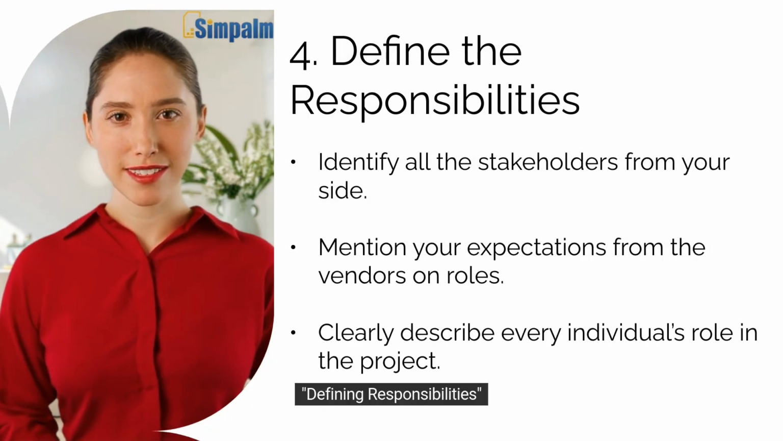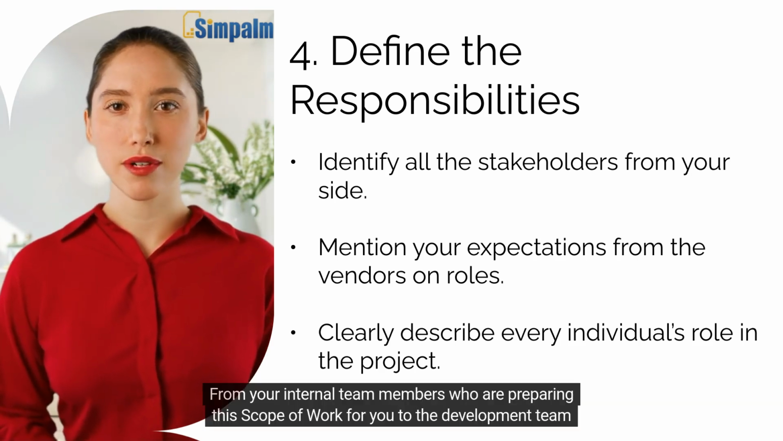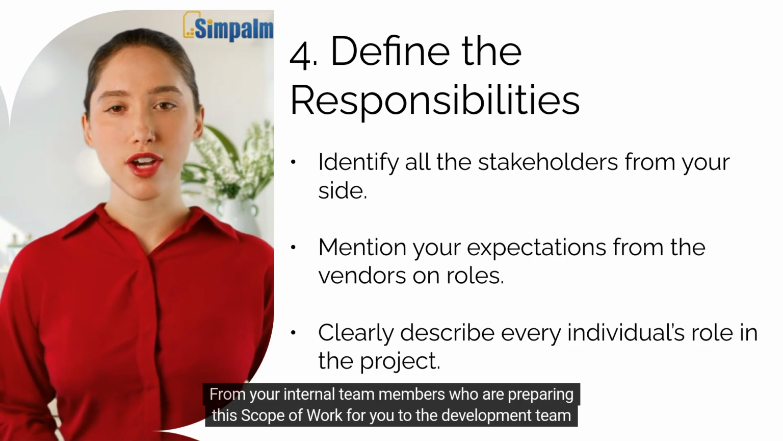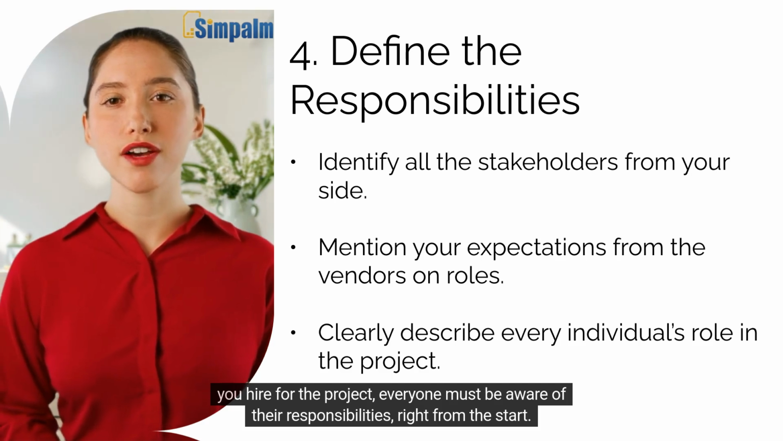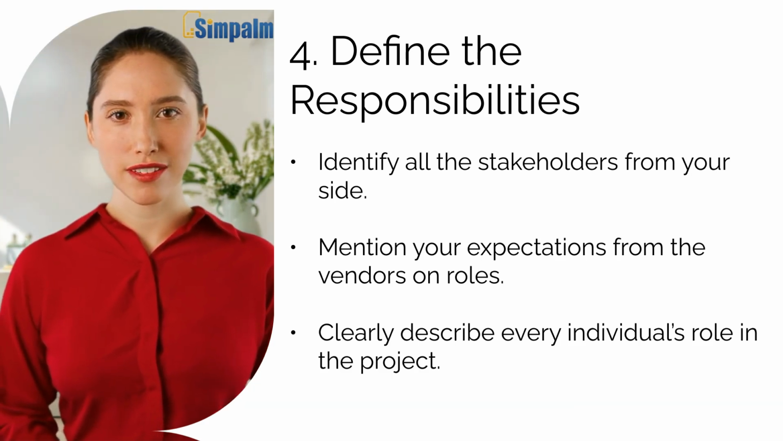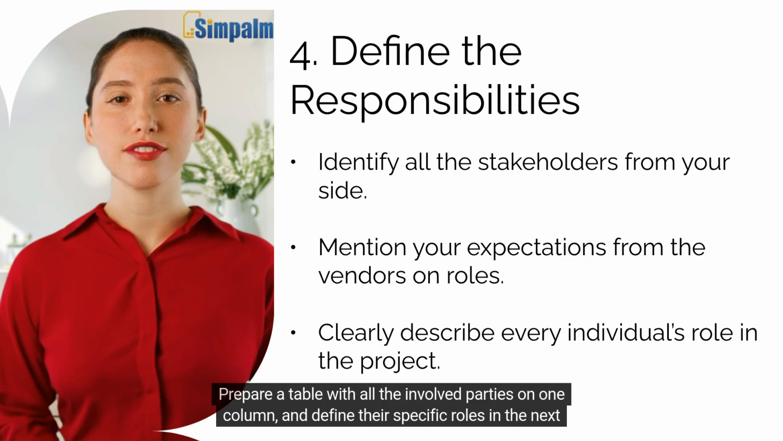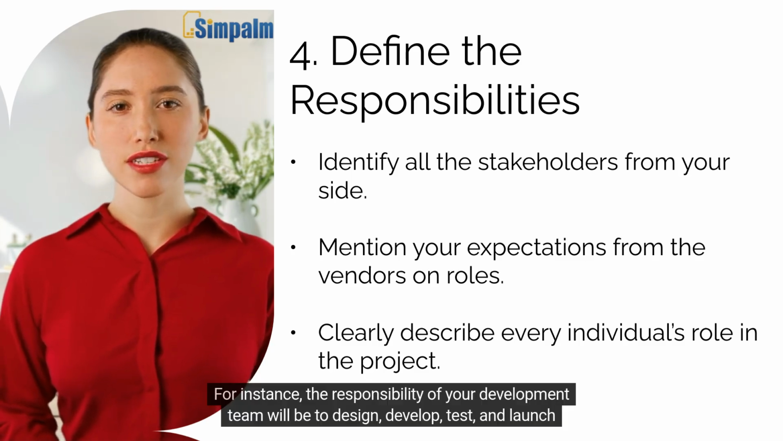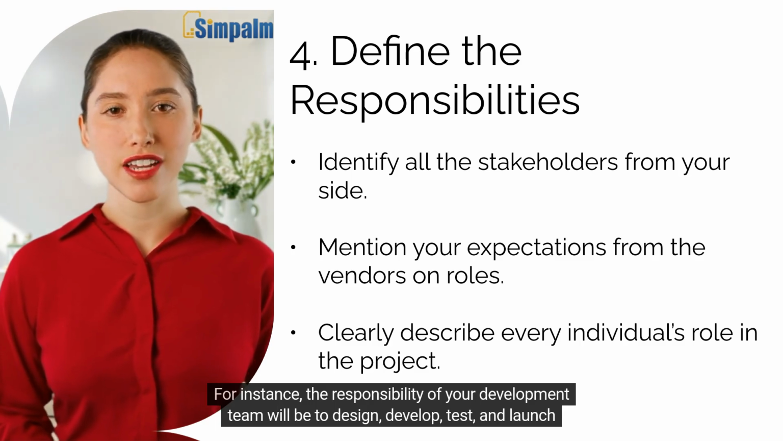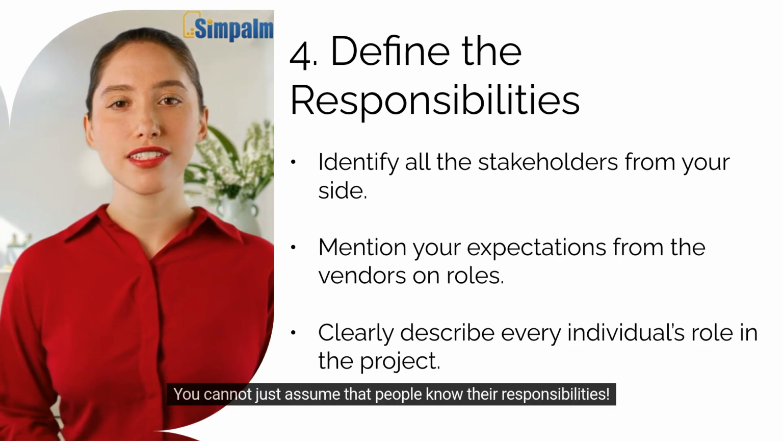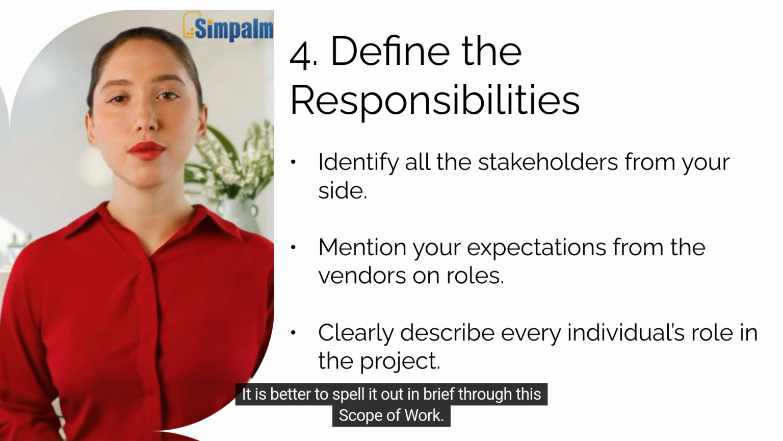Defining responsibilities. A lot of people will be involved in bringing your mobile app project to life. From your internal team members who are preparing this scope of work for you to the development team you hire for the project, everyone must be aware of their responsibilities right from the start. Prepare a table with all the involved parties in one column and define their specific roles in the next column. For instance, the responsibility of your development team will be to design, develop, test, and launch your mobile app. You cannot just assume that people know their responsibilities. It is better to spell it out in brief through this scope of work.